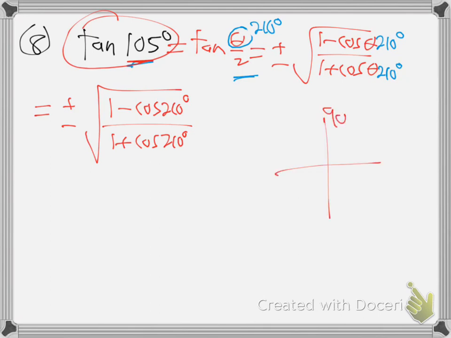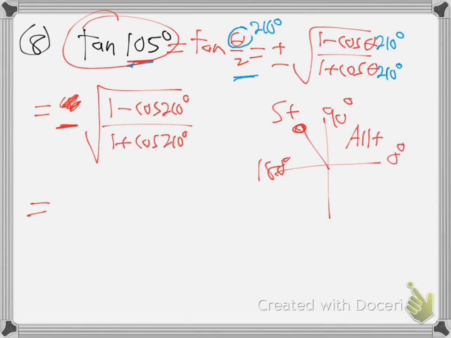Where's 105? Here's 0, here's 90, here's 180. 105 is somewhere in the second quadrant, isn't it? What's the story with the sign there? All students take calculus: sine is positive in the second quadrant, but all the rest are negative, including tangent. So get rid of the positive. We're talking about a negative root on this one, aren't we? Good? All right, let's do it now.